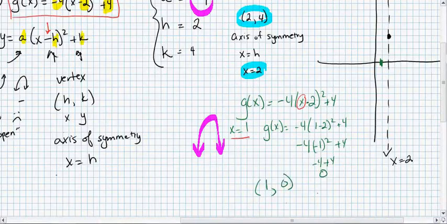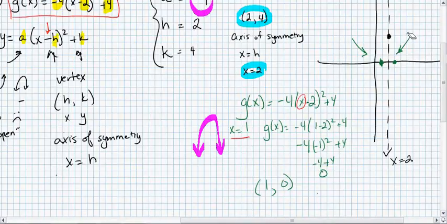And there's another point that I could plot on my graph. So I'm going to plot that (1, 0), but I'm also going to plot it reflected on the other side of the axis of symmetry. So I've got 2 points here, one on the left and one reflected over onto the right.